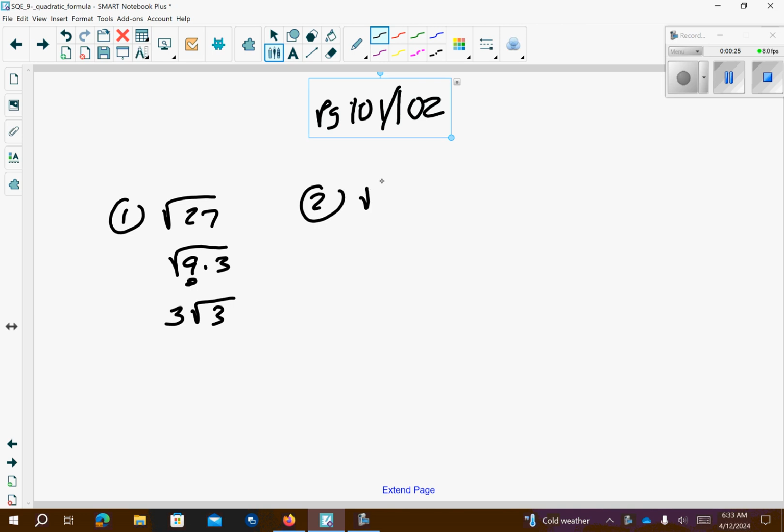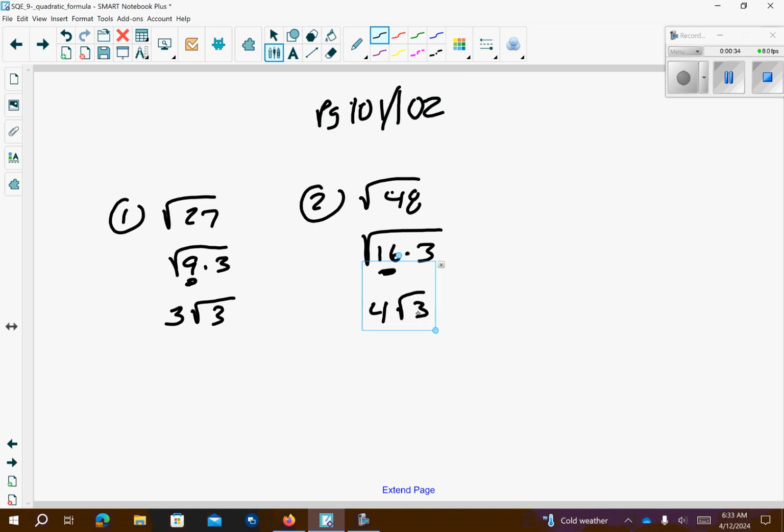Number 2, remember, root 48 is the goofy one. It's always 16 times 3. Don't do the 4 and 12 because 16 is the biggest perfect square. So the square root of 16 is 4.